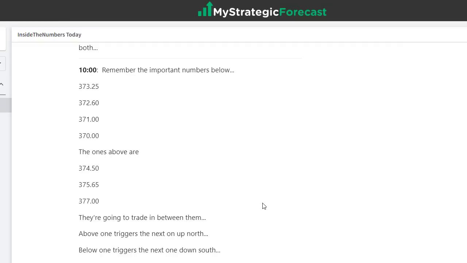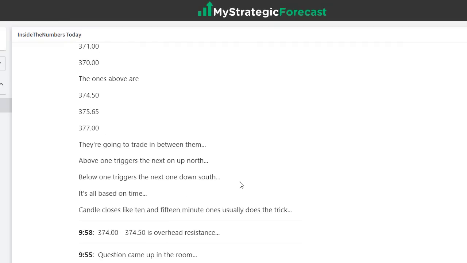They get above one, the next one is activated; below another, the next one is activated, as long as they stay there on candle closes, meaning time. Time is more important than price. So the longer they're above one of the important numbers, the more the door is open for them to run to the next number, and vice versa on the other side. So today I just decided to give you a laundry list of numbers mid-morning.